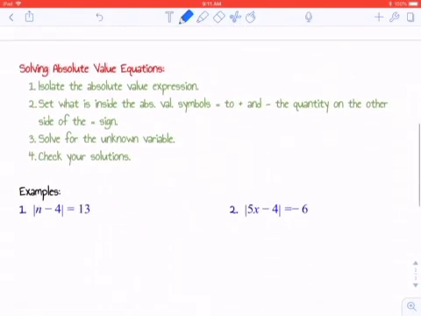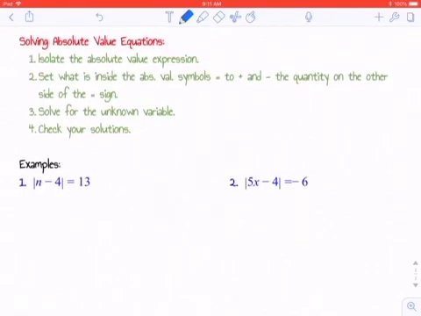Alright, so we're going to move on to solving a few absolute value equations. The following 4 steps you want to write down. The first step is to isolate the absolute value expression if it's not already isolated. Number 2, set what is inside the absolute value symbols equal to a positive and a negative quantity on the other side of the equal sign. Step 3 is to solve for your variable, and step 4 is to check your solution.